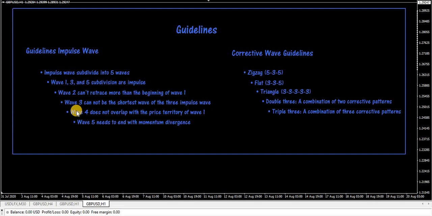And then wave 5 needs to end with momentum divergence. Guys, momentum divergence is when you've got a leading indicator, and I'll show you. I don't have one on this chart that I designed here, but you want to see some divergence. You want to see that the trend is ending, even though price is going up. The strength of the trend is coming down, and what a lot of guys do is they use an RSI or a MACD or, you know what, any oscillator that they've got attached to their charts is going to indicate the strength of the trend. Okay, guys, so that's the guidelines for the impulse waves.